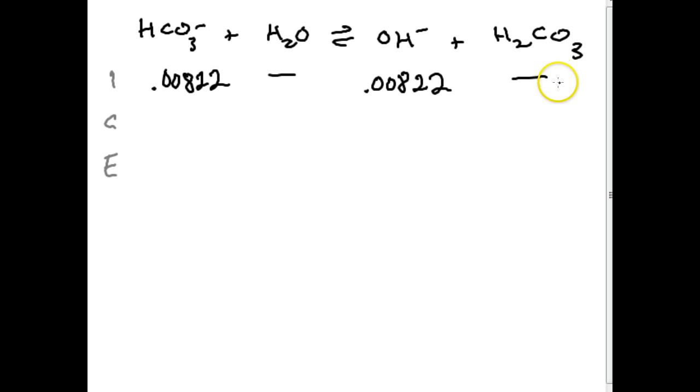Okay, so there's none of this. Okay, oops, there's 0. So the change is going to be minus x, and the reason why we know that is because this is 0 here. Because there's a 0 on the product side, it means the reaction is going to go to the right, as you know.